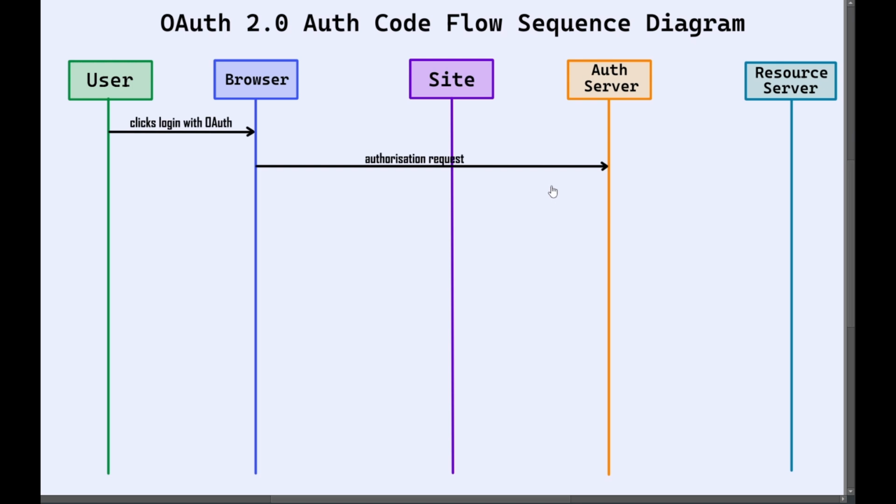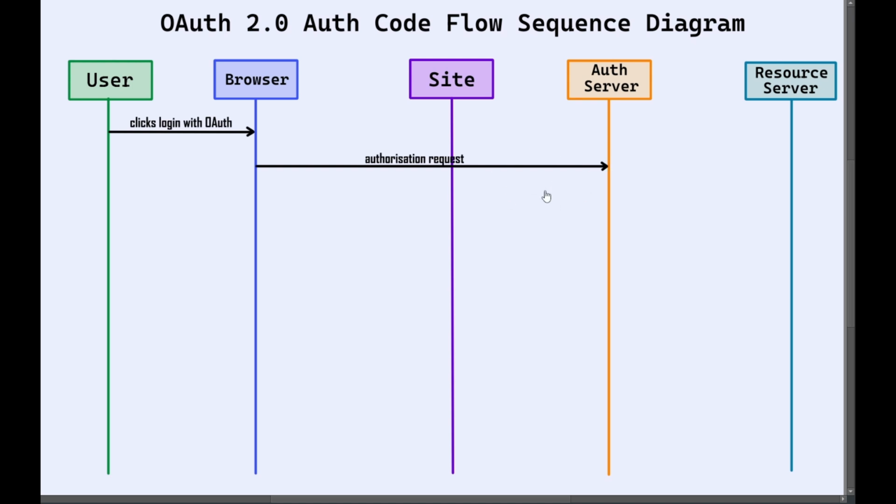Next, there's going to be client ID, which uniquely identifies our application. Just think of it like a username for the application itself. And next, really importantly, there is a redirect URI, which tells the authorization server exactly where it should send the browser after authorization is complete.